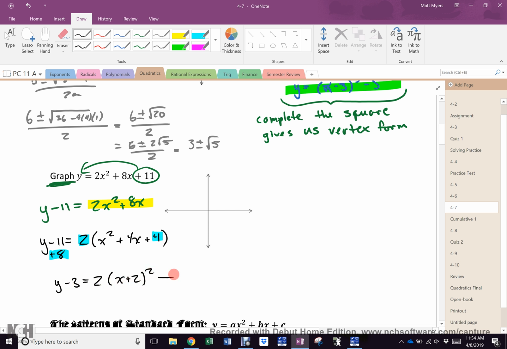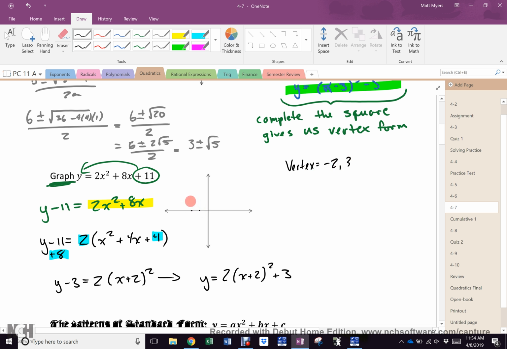What don't I like about that 3? Equals 2x plus 2 squared plus 3. Now can I graph that in my sleep in 2 seconds? I can, can't I? What is it? Where do I go? What's my vertex? -2, 3.